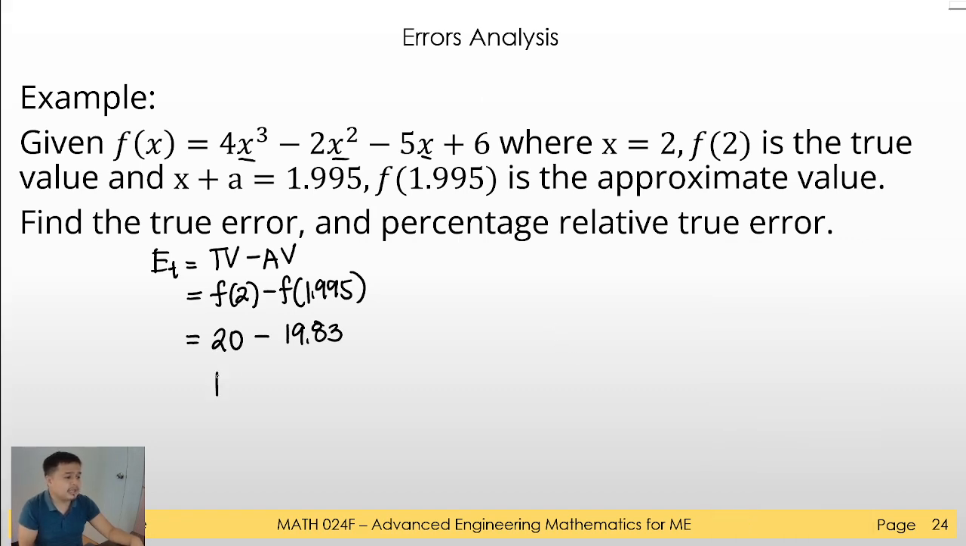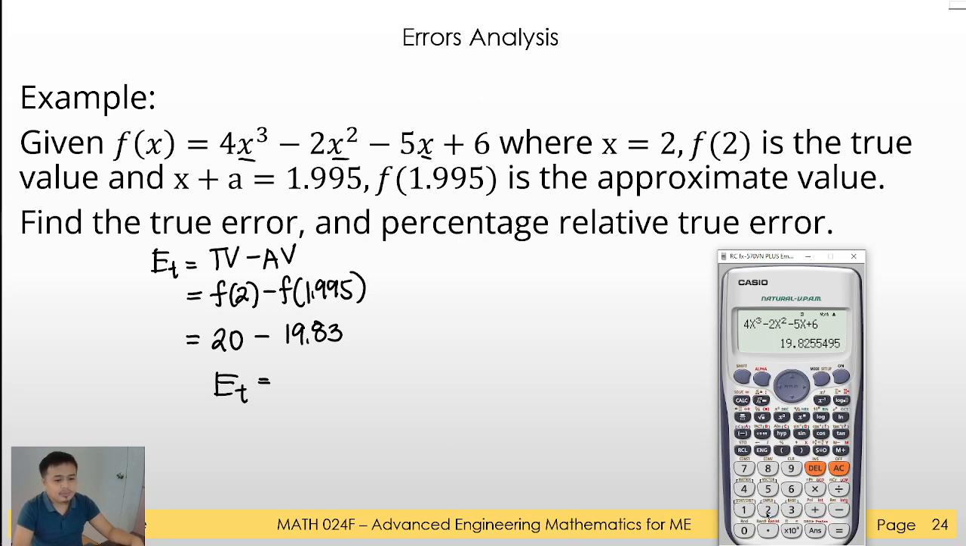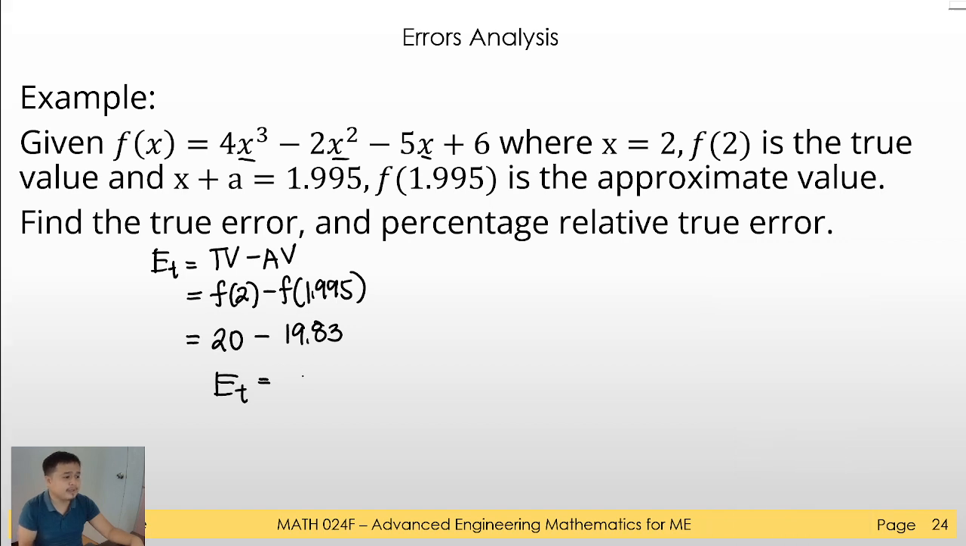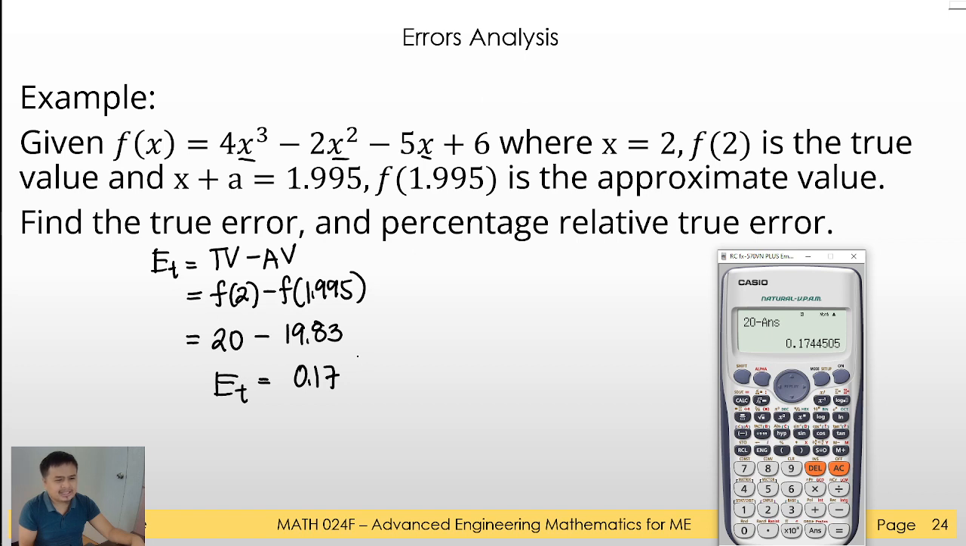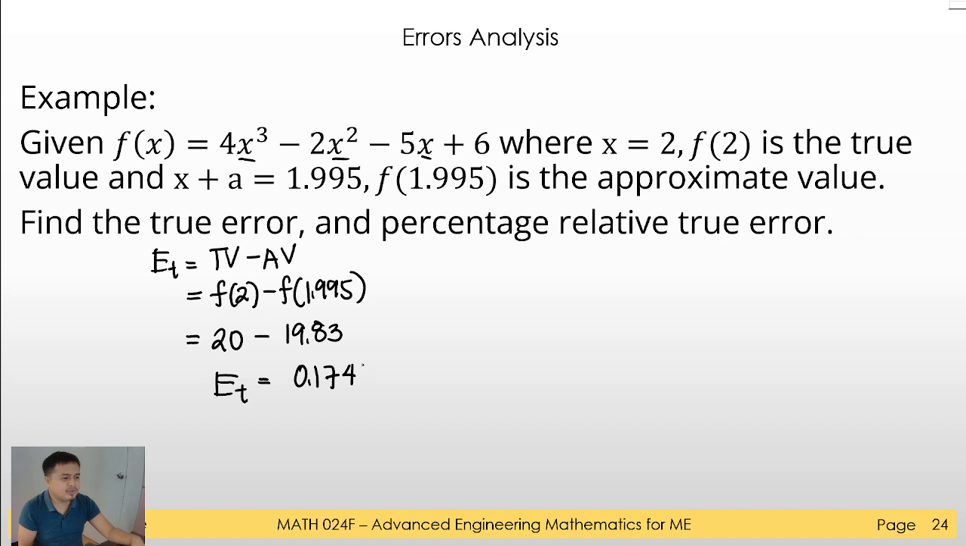So therefore, the true error will be 20 minus this, which is 0.1745. Actually, this should be 0.17 only, no? But I guess we will just write things down in 4 significant figures for this course, for all of the sequence of your solution. So 0.1745. Okay, so this is your true error.